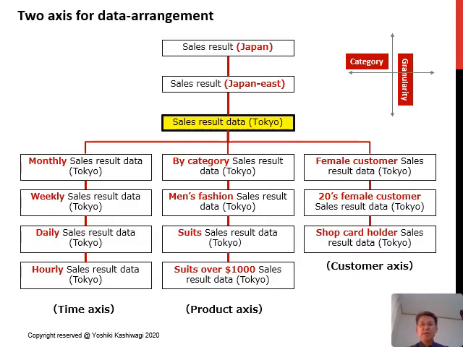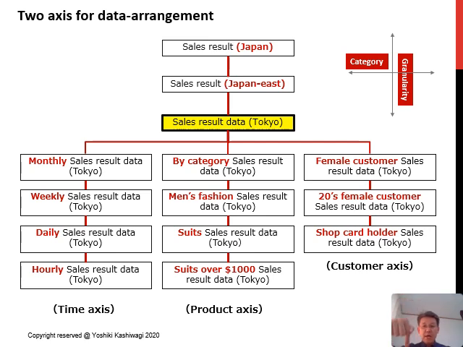Okay, let's talk about category and granularity with this example. Let's say you have the sales result data in Tokyo, that's a yellow box. If you aggregate the sales result data from Osaka, Sapporo, Nagoya, then you can aggregate and level up the data into Japan East. Osaka is not in the East, okay. You can also aggregate Japan East, Japan West, and South, North. Then you can aggregate into the sales result all over Japan.